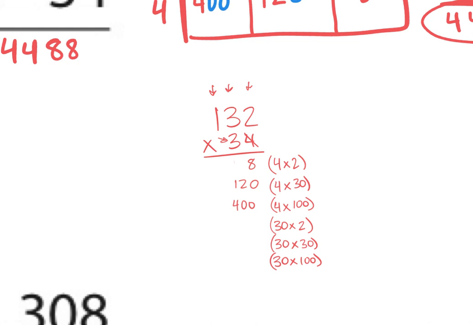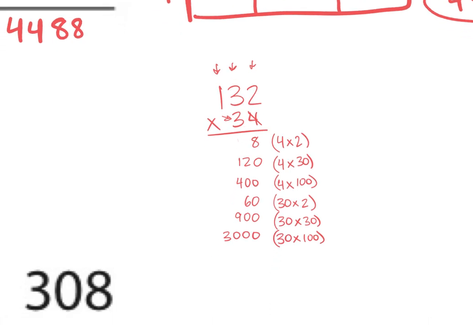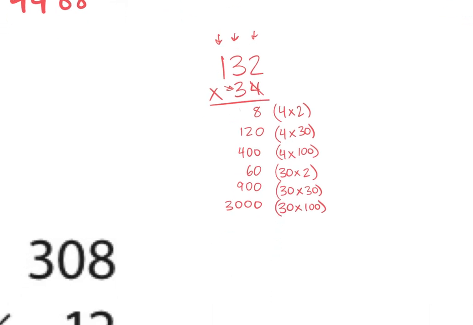We know that 3 times 2 is 6, and then we have that 0 in the 30 that we can place behind it, so 30 times 2 is 60. Then we do 30 times 30. We know that 3 times 3 is 9, and we have 2 zeros behind that, so that would equal 900. And then our very last partial product would be 30 times 100, which we solved earlier, that would be 3,000. Now, we have all of our partial products here, ready to add up. So let's go ahead and do that.